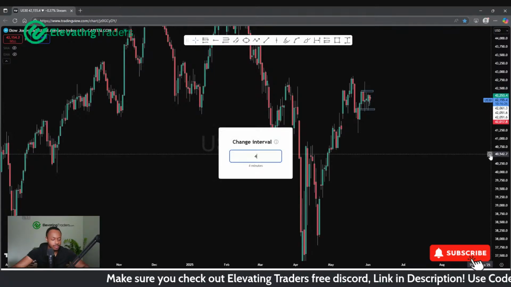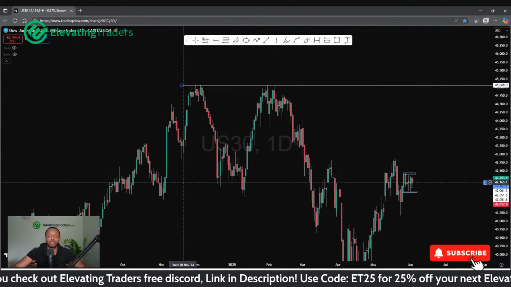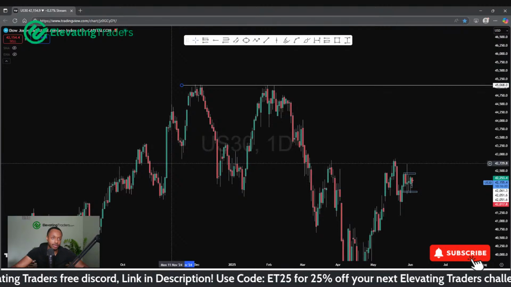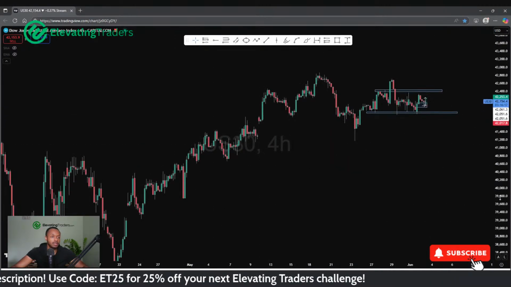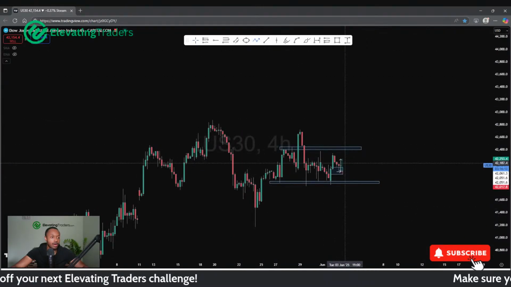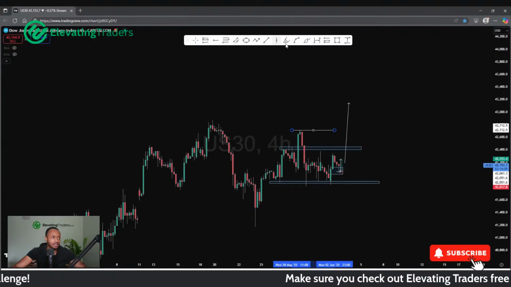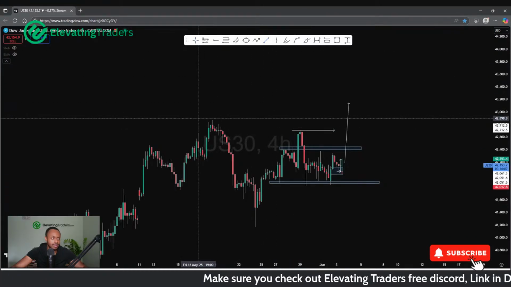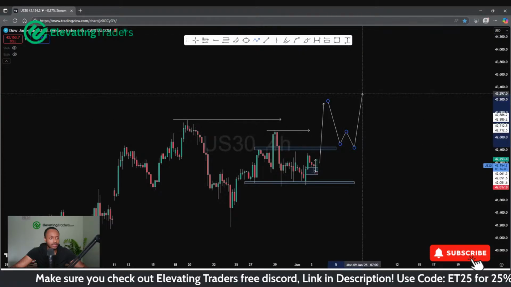So US 30. As a whole for US 30, still very much looking for a push back to the all-time highs. So 45k is still very much my expectation for the Dow Jones. In terms of a decent buy, especially from a swing perspective, I would wait for price to break resistance here. If you can take out both highs, that would be amazing, because that really just sets the tone for US 30 in terms of making us bullish again. And then, of course, the pullbacks after will be great.